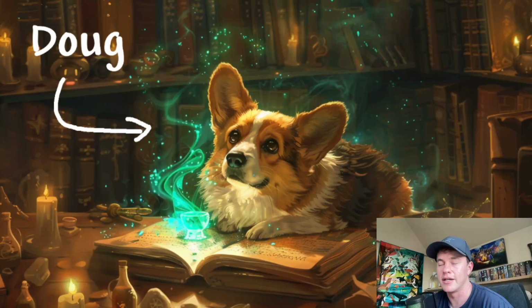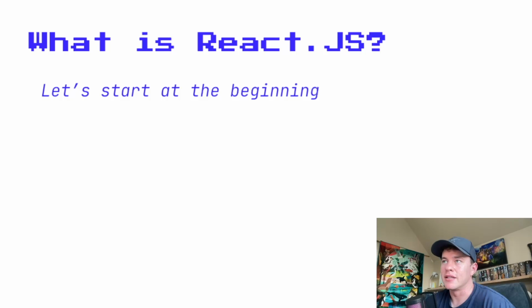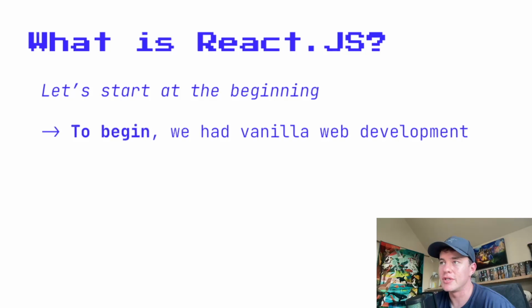So starting off at the very beginning, let's first take a second to understand what React.js actually is. And to explain it, I'm going to tell you a story of the internet. Originally, when we first started building websites, we did that using vanilla web development. Now, vanilla web development consists of JavaScript, HTML, and CSS, and that is it.